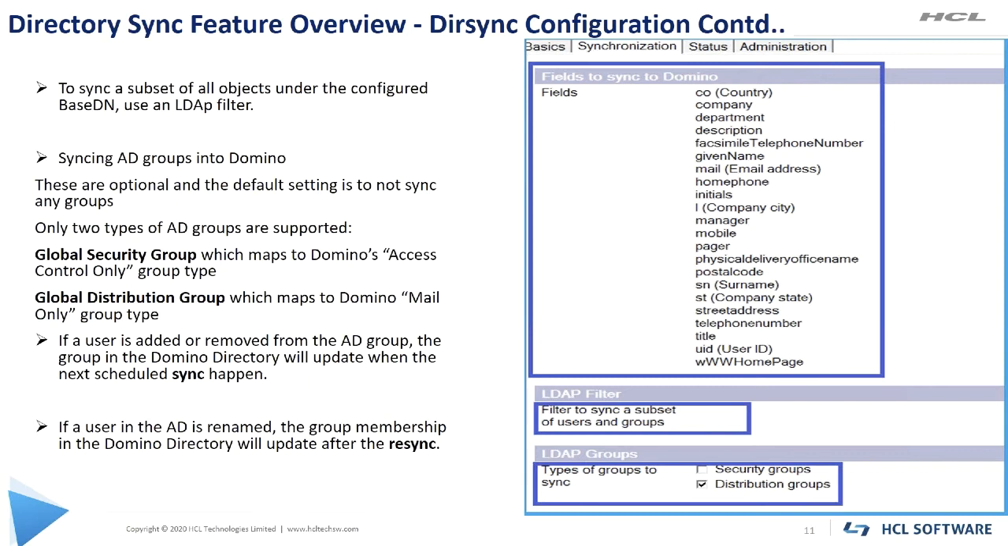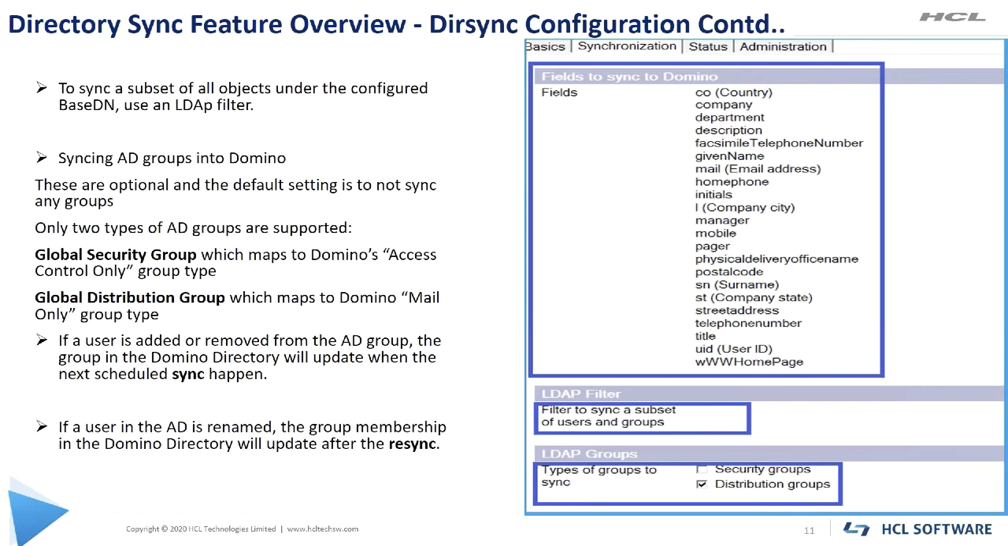First one is security group, which is mapped to access control only group type in Domino directory, and the other one is distribution group that maps to mail only group type in Domino directory. If a user is added or removed from an Active Directory group, the changes will take effect once the next scheduled sync happens. If a user in the Active Directory is renamed, the group membership in the Domino directory will only update after the resync. There is one more tab called status that will be discussed.